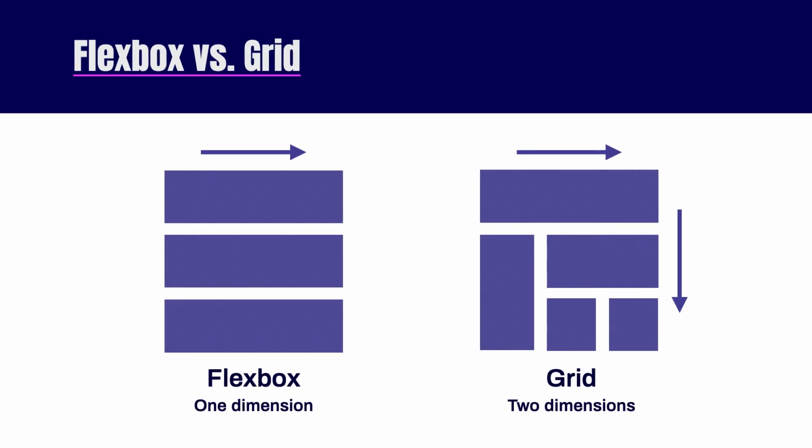Now you may be asking, what does one-dimensional layouts mean? With Flexbox, we are making layouts that are either horizontal or vertical, so rows and columns, where with grid, we can do two-dimensional layouts, so we can have a combination of both rows and columns all within the same grid container.